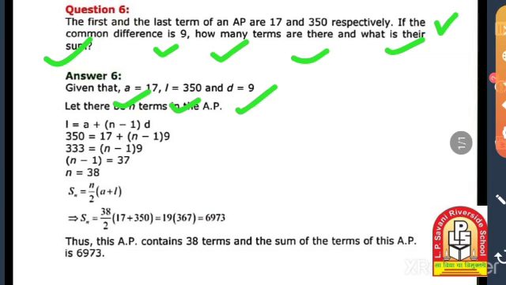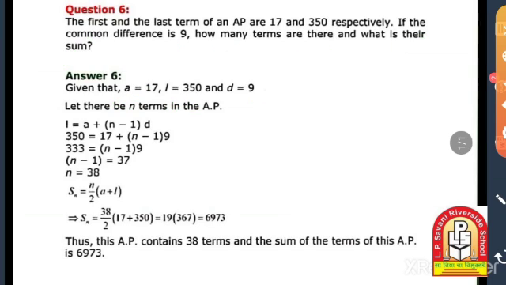In the last, the sum Sn is also required. So L is equal to a plus n minus 1 into d. Put the value of L, that is the last term, which is 350, and then put the values of a and d, that is 17 and 9 respectively. So n minus 1 into 9 is 333, so n minus 1 is 37, and n is equal to 38 over here.